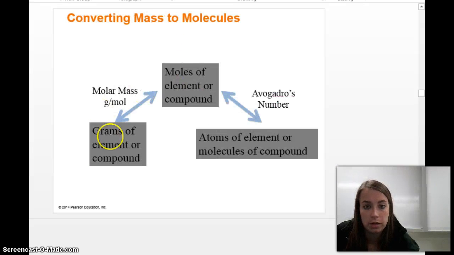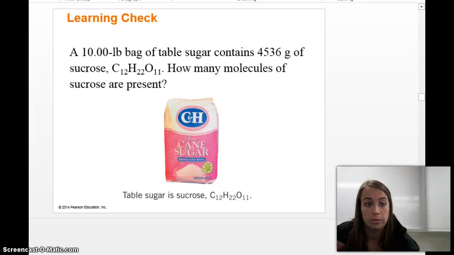Same kind of thing here. If you have your grams, you can go to the moles. If you have your moles, you can go to the atoms, but you always have to go through the number of moles. All right, so let's try one of these.